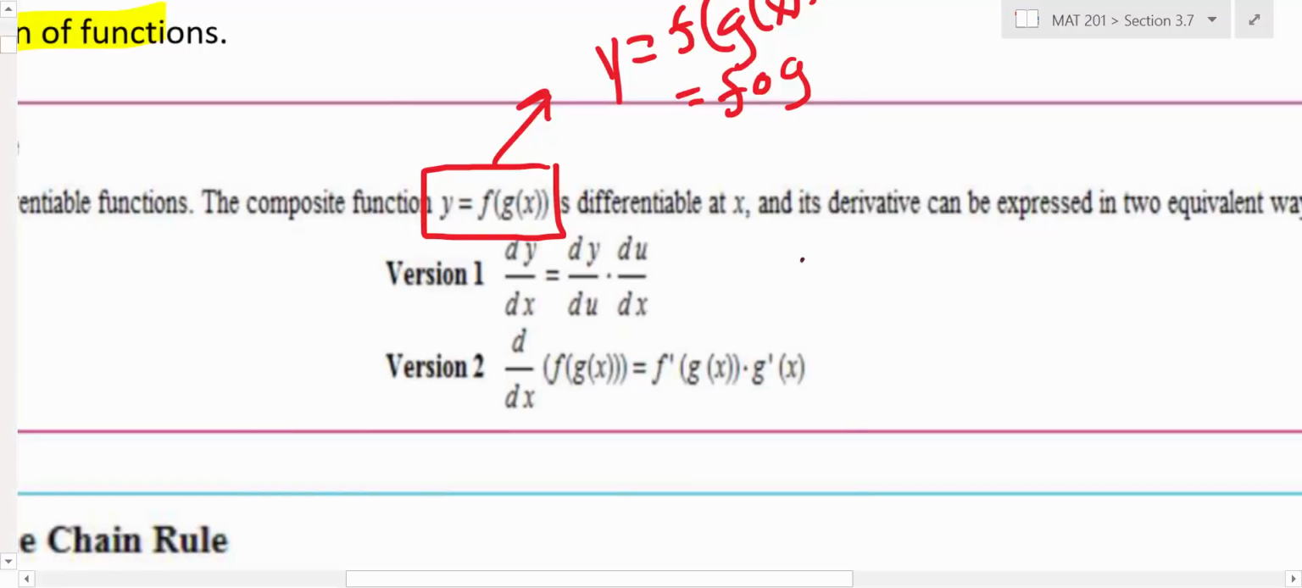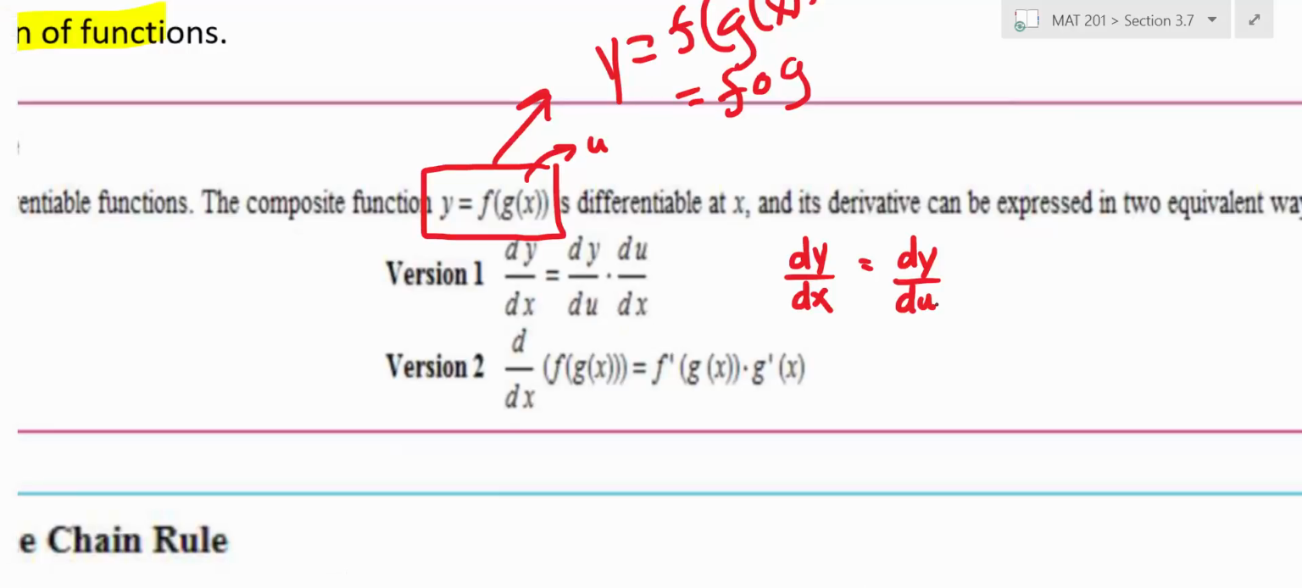So the first one goes like this. dy over dx, that's what you're used to seeing, a derivative of y with respect to x. Well, you have an intermediate function here. This g of x is in terms of an intermediate variable u. So you take the derivative of y with respect to u. You'll understand this ten times better once I start doing examples. And then you differentiate that function with respect to x, and you multiply the two together.